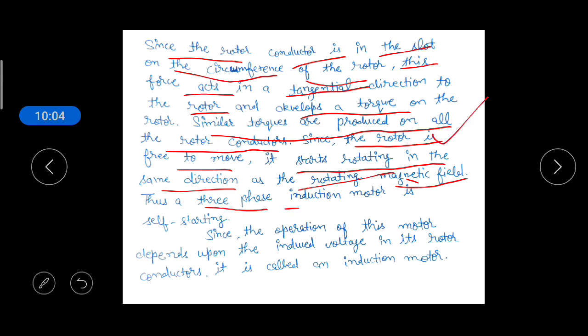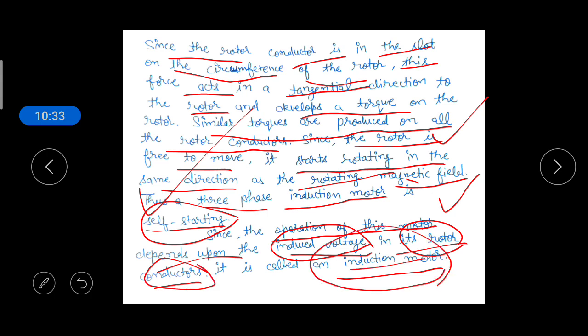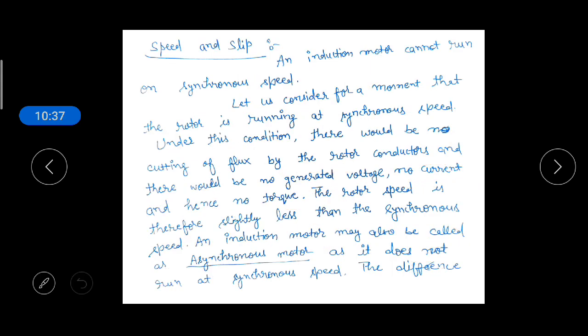Therefore, we can say that the three-phase induction motor is self-starting. And since the operation of this motor depends upon the induced voltage in its rotor conductors, it is called the induction motor, because its operation is mainly due to the induced voltage in the rotor conductors. That's why it is called the induction motor. So this was all about the principle of operation of the induction motor.